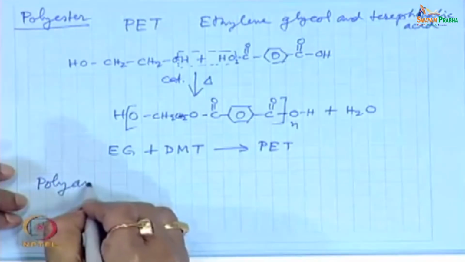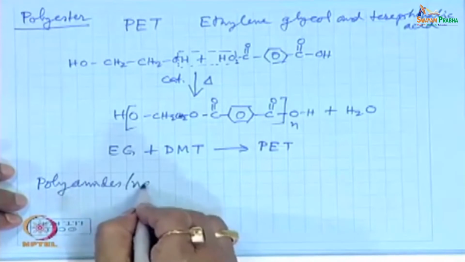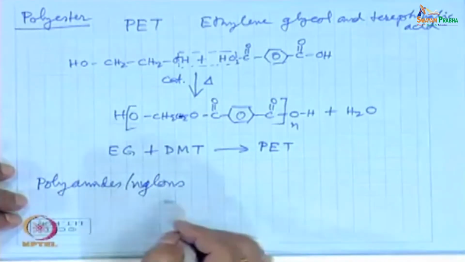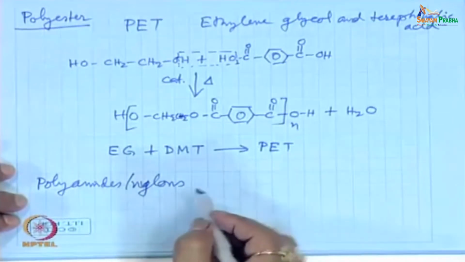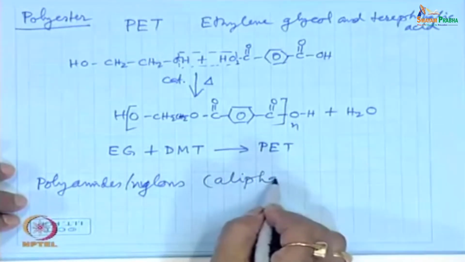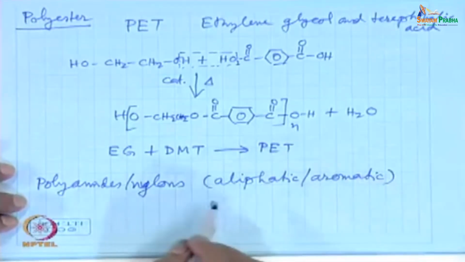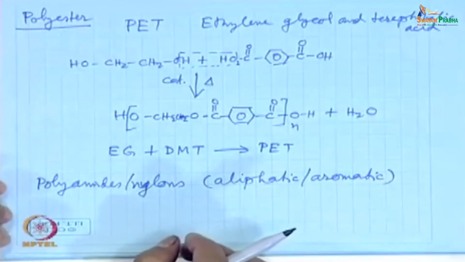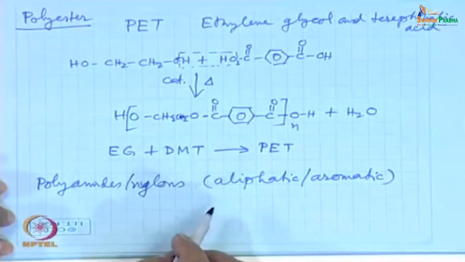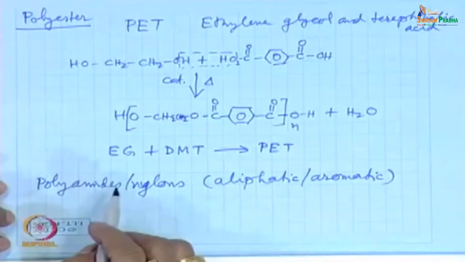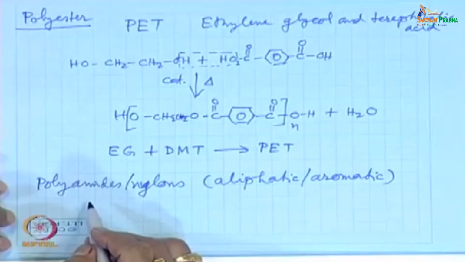Polyamides, different types of nylons are possible. As you have seen here, polyamides, nylons can be both aliphatic and aromatic, depending on what reactants you have selected. You can have aliphatic nylons like nylon 6, nylon 66, nylon 610, nylon 11, nylon 12.